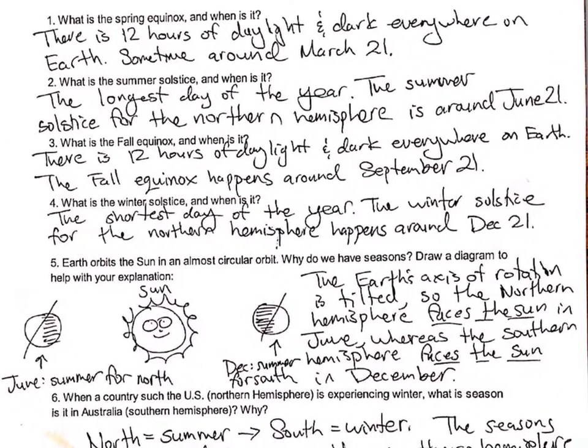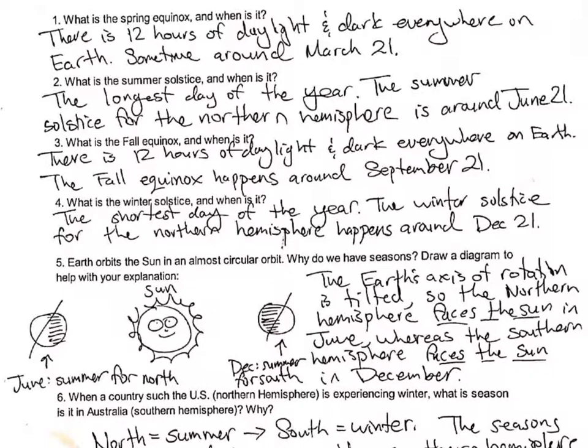Next up, Earth orbits the Sun in an almost circular orbit. Why do we have seasons? So this is a big question. Why do we have seasons? Okay, and if you say, well, the Earth is tilted, that's partially correct, but it's definitely not completely correct. So I'd like to see a diagram.